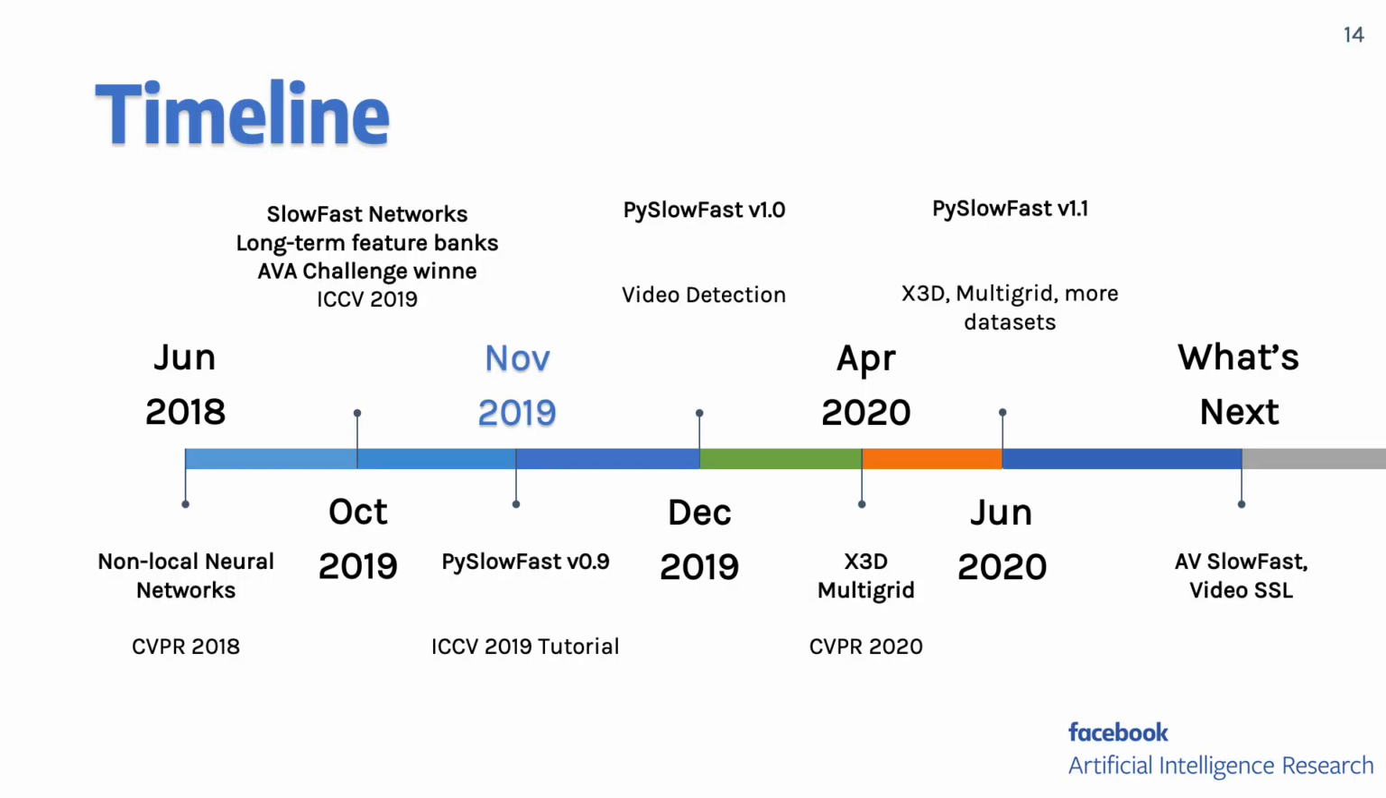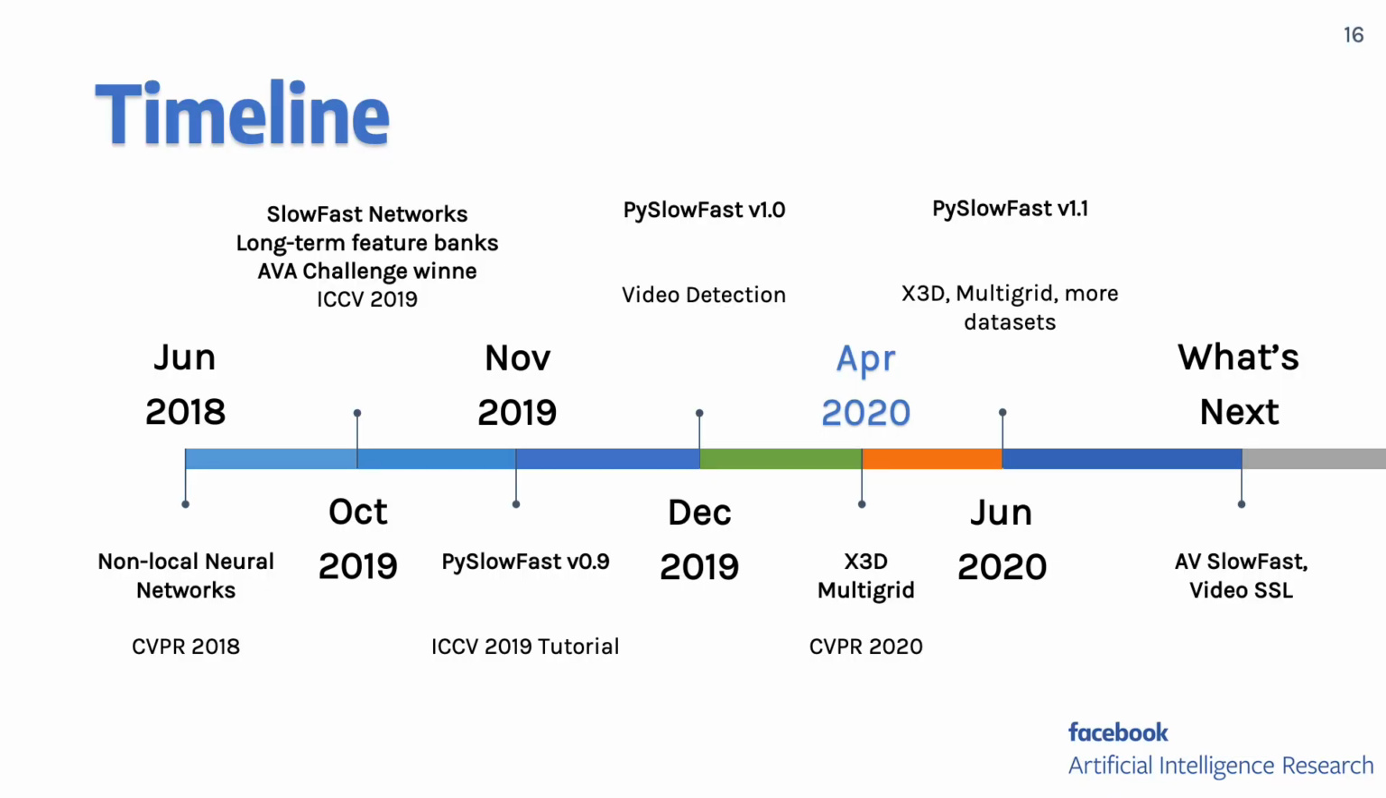Moving to November, we had the PySlowFast codebase first released. It's the ICCV 2019 tutorial on visual recognition for image, video, and 3D, with a version number of 0.9. Then, in December the same year, we released version 1.0, with the video detection part implemented. In the meanwhile, we also released the AVA challenge winning model zoo to share with the community to reproduce our results.